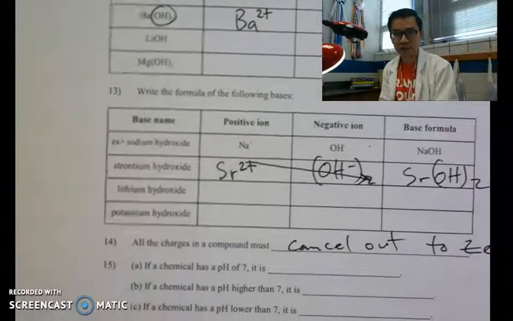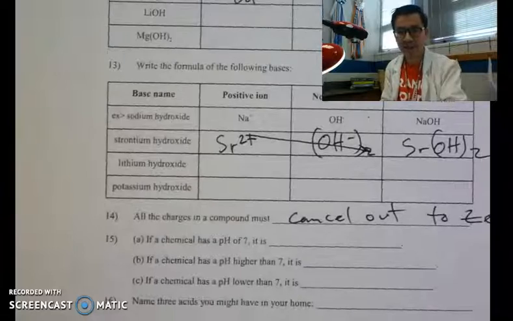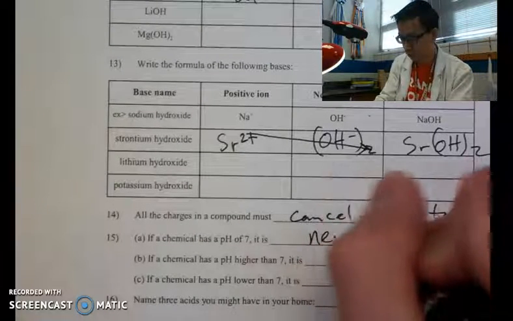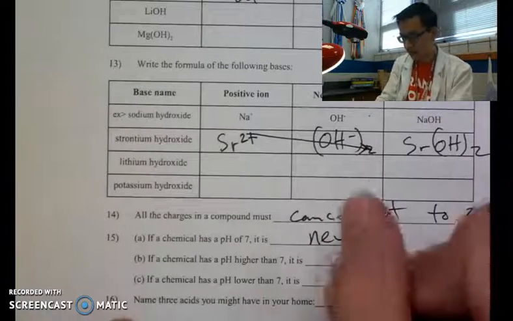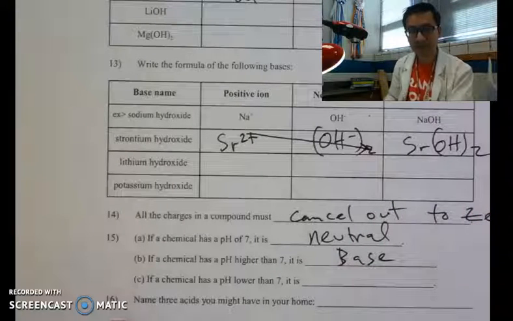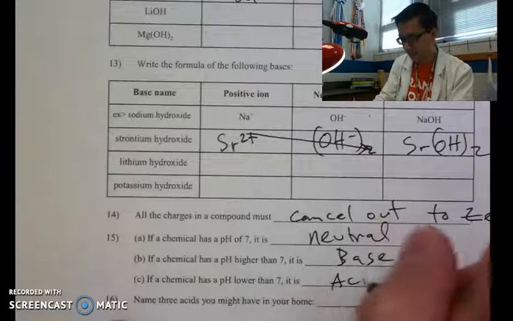Just a quick introduction to acid base here. If a chemical has a pH of 7, it is neutral. Higher than 7, it is a base. Lower than 7, it is an acid.